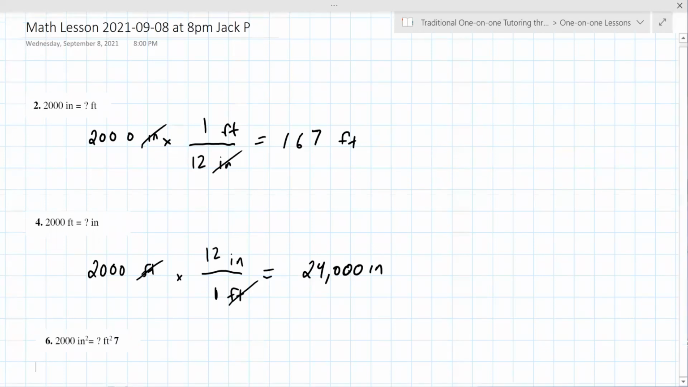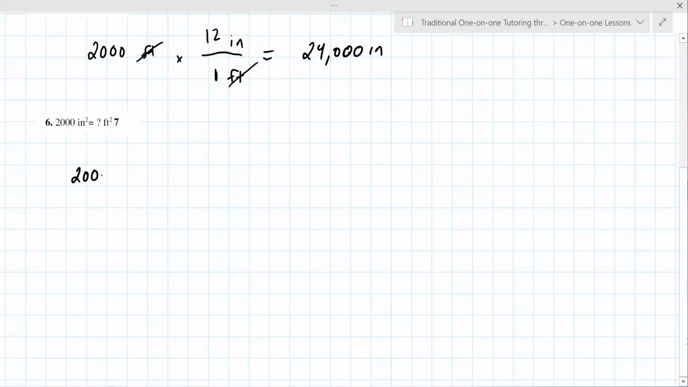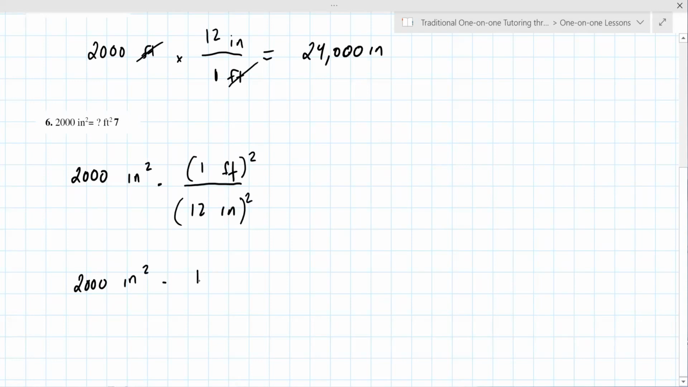All right. So this is where it gets a little bit tougher. Let me scroll down here. So we have 2,000 inches squared, and then we know that there is 12 inches in 1 foot, but we want inches squared. So we square the bottom and we square the top. What that looks like, for this first one, is you write 1 foot squared, 144 inches squared, and then you see the squareds cancel.